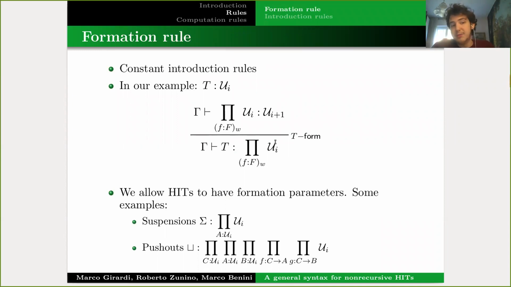In our example, the formation rule is not exactly very interesting, because we just say that T is a type, but in general, we may want to allow a type to have formation parameters. For example, the suspension type is a constant sigma that takes as input a type and performs the suspension of that type. Or the pushout needs quite a long list of parameters to be formed. So this is in general the formation rule. So we have introduced a constant T of the type, which takes as input the formation parameters and outputs a type that lies in some universe.